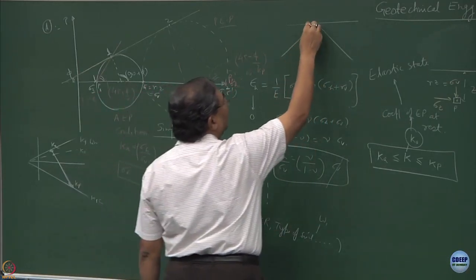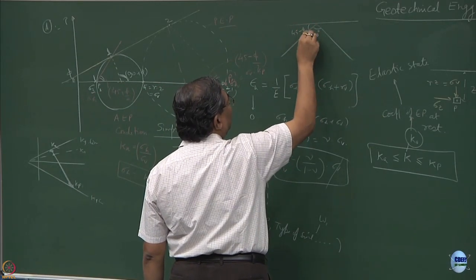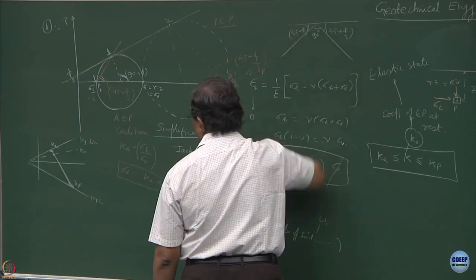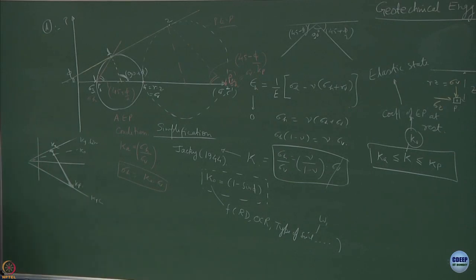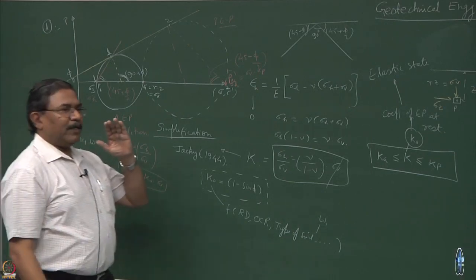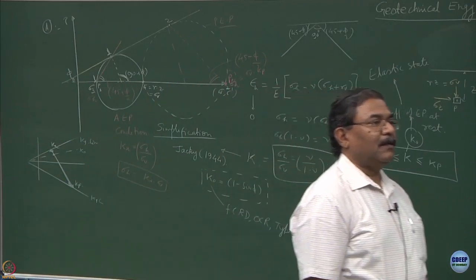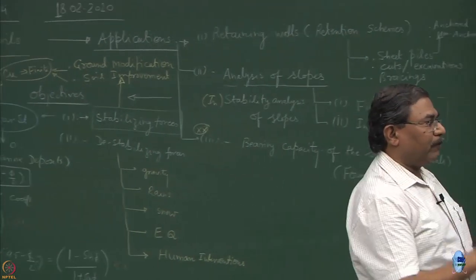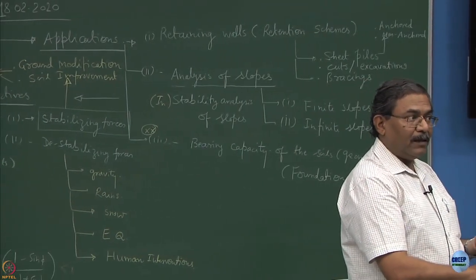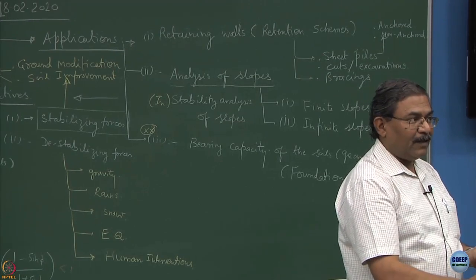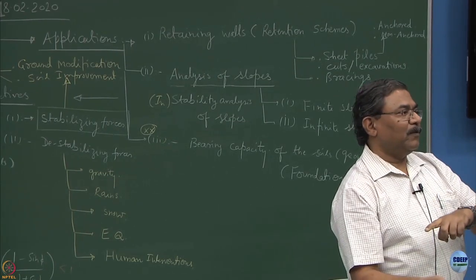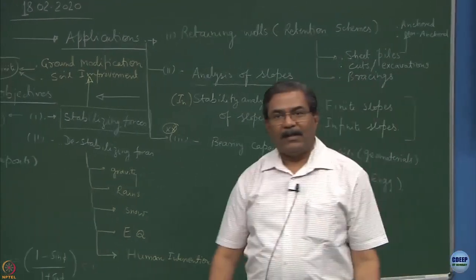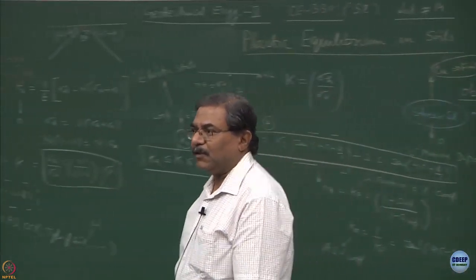So, if this plane is inclined at an angle of 45 minus phi by 2 and this plane is inclined at an angle of 45 plus phi by 2, I think geometrically things are compatible. What happens is, when the state of plastic equilibrium develops in the soil mass, the failure planes get developed at 45 minus phi by 2 with respect to horizontal, where the principal stress is acting, or 45 minus phi by 2 from the plane where the principal stress is acting. This is what is known as the state of plastic equilibrium in the soil.